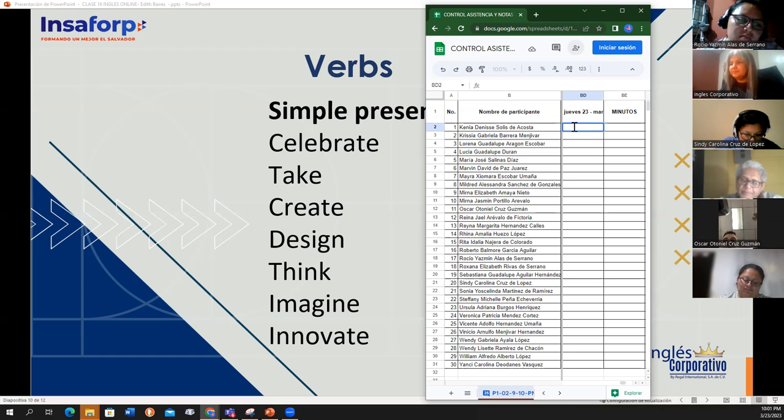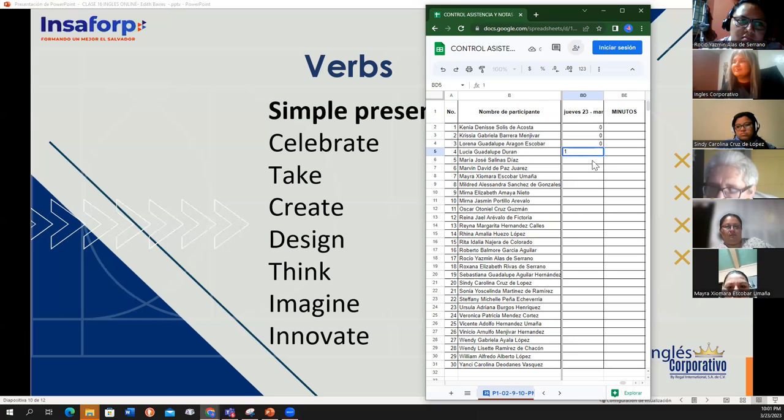Let me check the attendance. Kenia Denise. Crisia. Crisia. Lorena Guadalupe. Ahora sí me asistieron bien poquitos. Lucía. Presente. María José Salinas. Marvin David de Paz. Okay. Mayra Xiomara. Present. Mildred. Present. Mirna Elizabeth. Mirna Yasmin. Present. Oscar. Present.